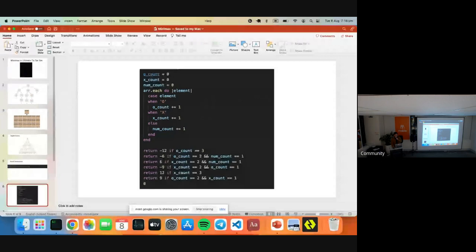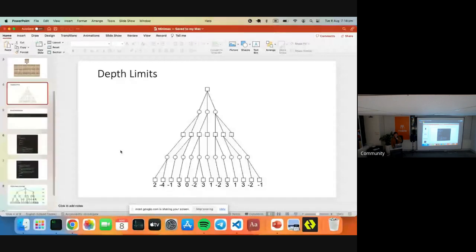But there's still a problem, because we still have a depth limit, and actually we want the AI algorithm to go as deep as possible. In order to do that, we should try not to explore meaningless branches.